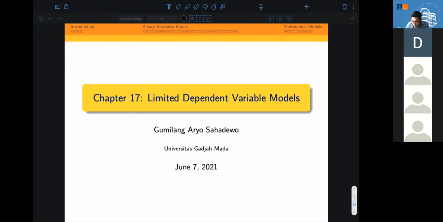Right. Another topic which I find very interesting and very useful, and I hope that a lot of students, particularly undergraduate students, will eventually use in the coming years, their independent studies or any kind of research. They can use the limited dependent variable model. And so that's something that we're going to discuss today.